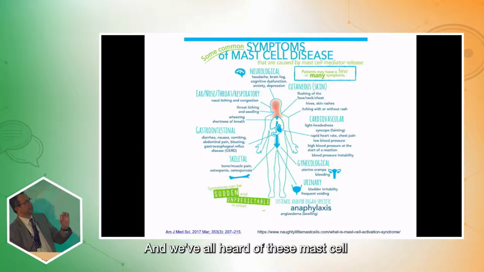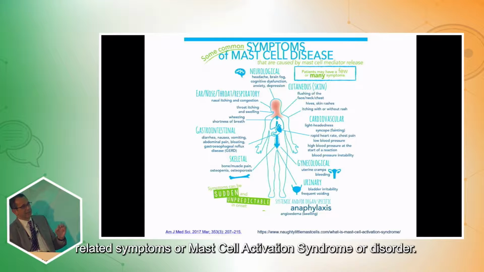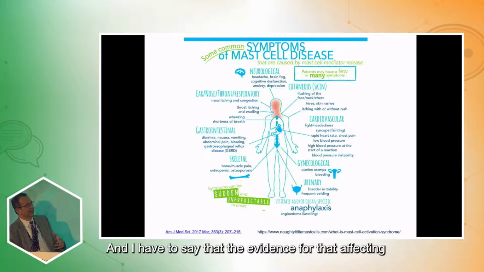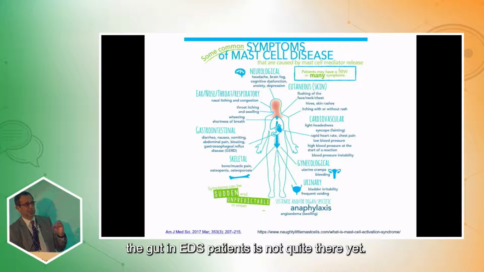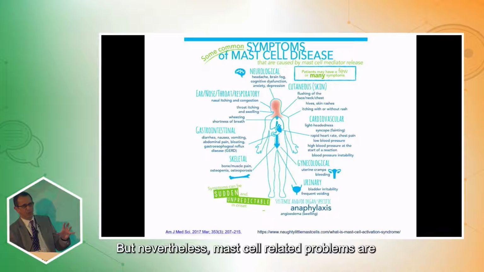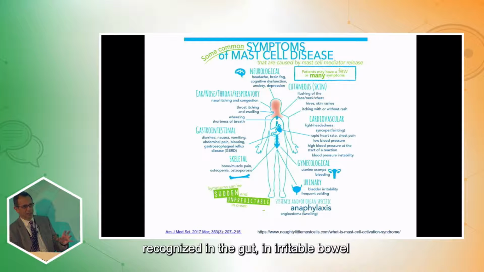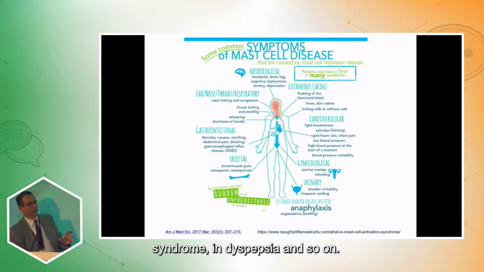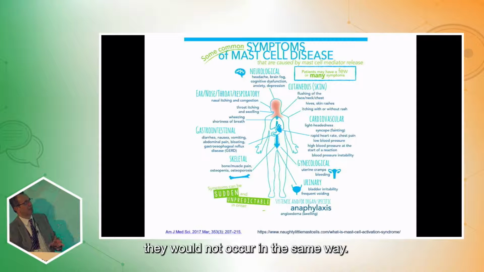And we've all heard of these mast cell related symptoms, or mast cell activation syndrome or disorder. And I have to say that the evidence for that affecting the gut in EDS patients is not quite there yet. That's not because it does not occur, it's because the studies that are needed to demonstrate it have not yet been performed. But nevertheless, mast cell-related problems are recognized in the gut, in irritable bowel syndrome, in dyspepsia, and so on, and there is no reason to believe why they would not occur in the same way.